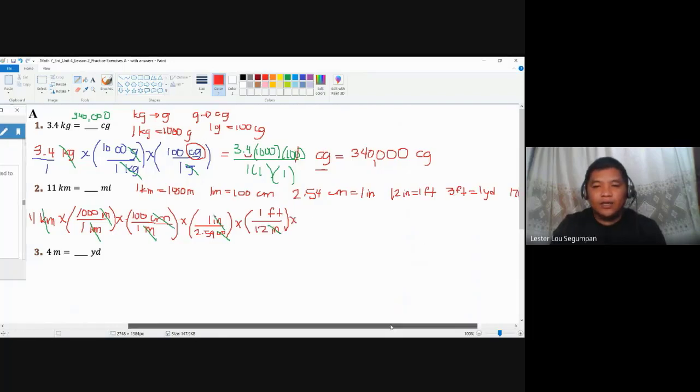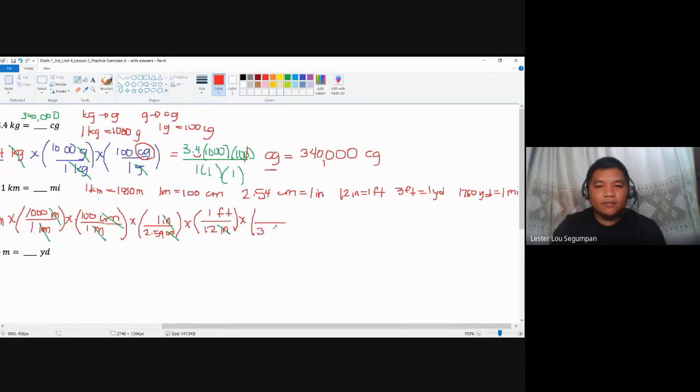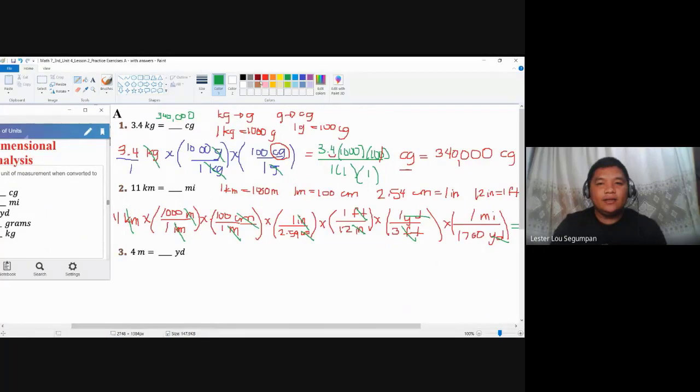Times, we have here per 3 feet, you have 1 yard. And then finally, you have the conversion factor for 1,760 yards, and then we have 1 mile. Remove feet, yard, yard. So the final unit will be miles. Again, 11 is 11 over 1. So this is a very long process, but let's just do this to come up with an understanding.